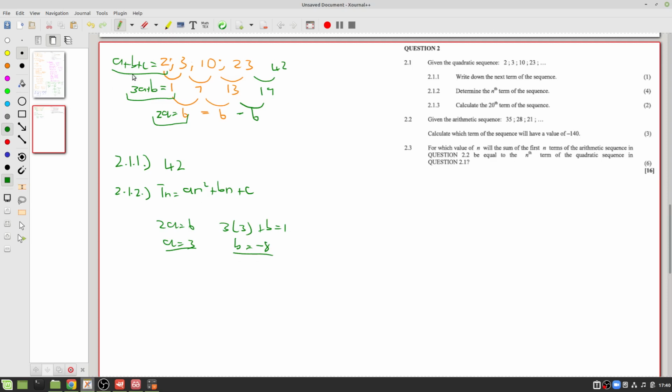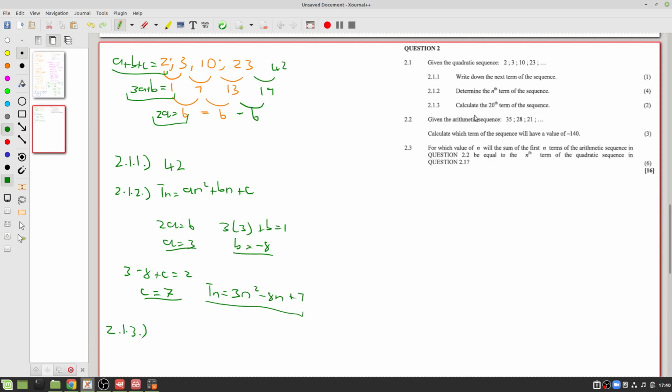And now we can use a and b, which we already know, to solve for c. So a plus b plus c equals 2. We keep c on one side, so 2, take the 8 over, becomes positive 8, so 2 plus 8 is 10, and then minus 3 gives us 7. So we have a, b, and c, and we can write our answer: Tn equals 3n squared minus 8n plus 7. So there is our general term, or the nth term. Great.